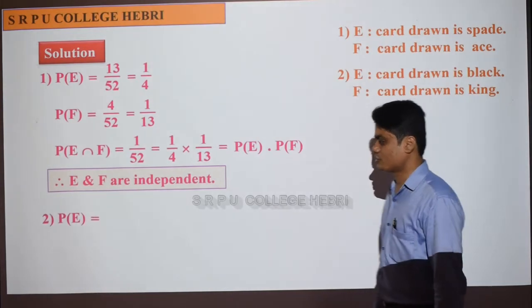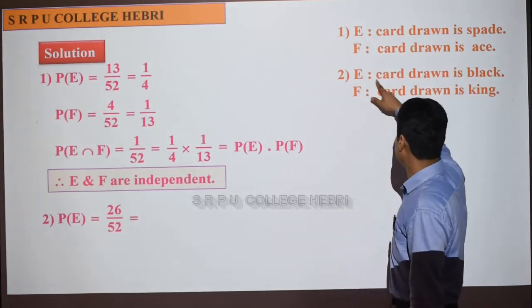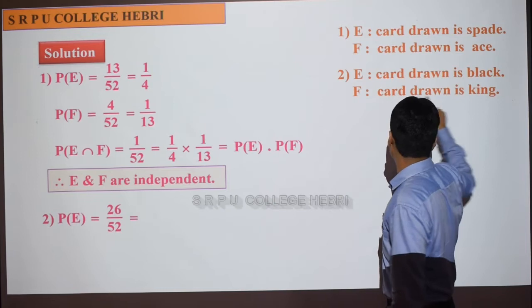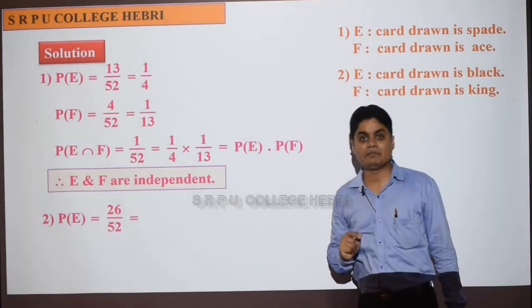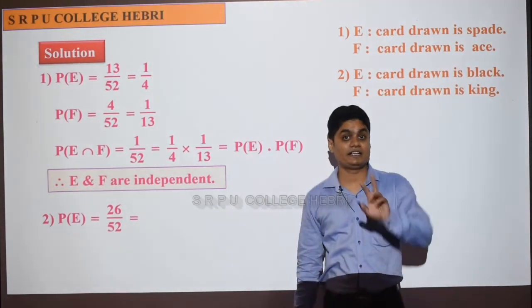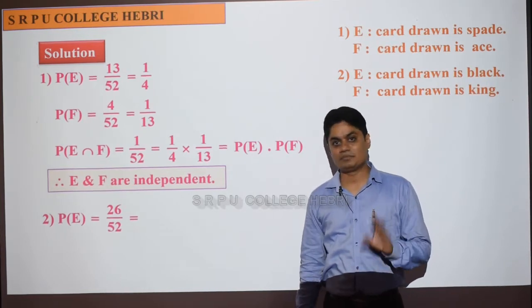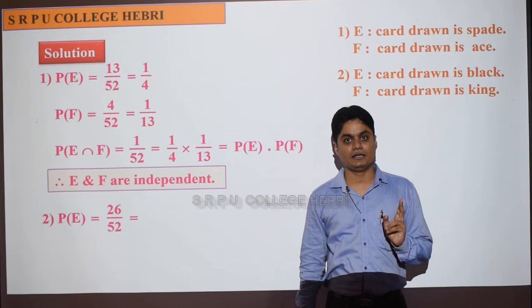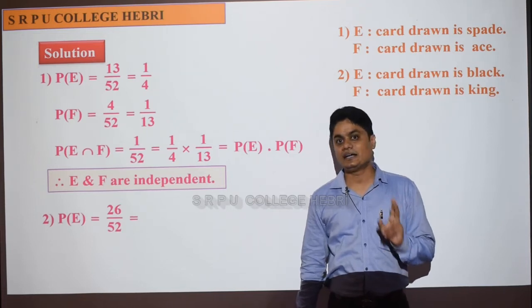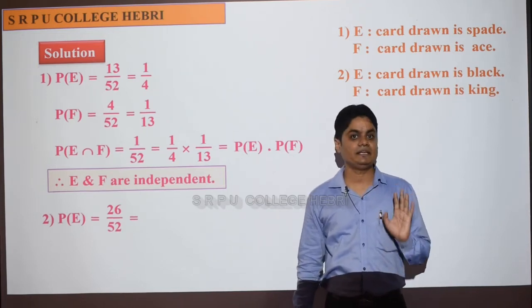Okay, so next question, card drawn is black, card drawn is king. Okay, so how many black cards are there? Actually there are 2 colors of cards in a 52 pack of cards. Which ones are black and red? Spade and flower are black, heart and diamond will be red.